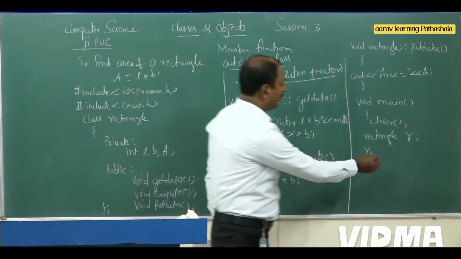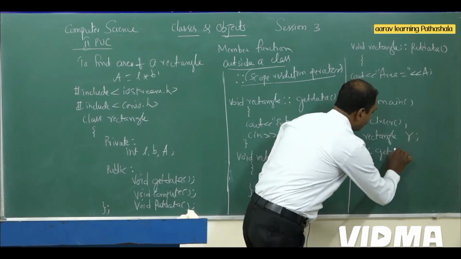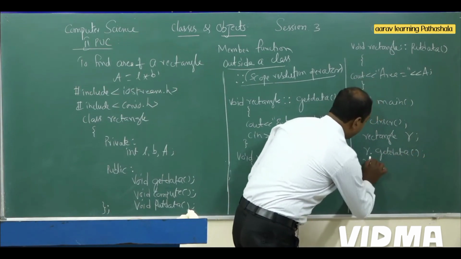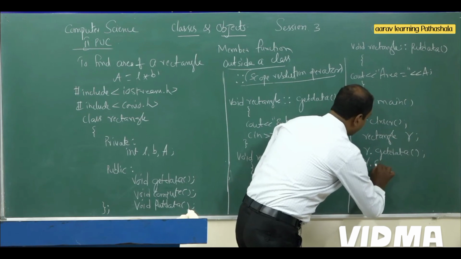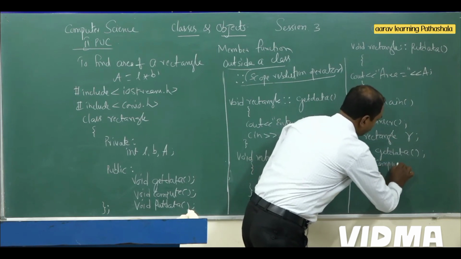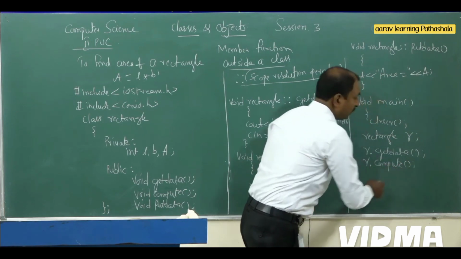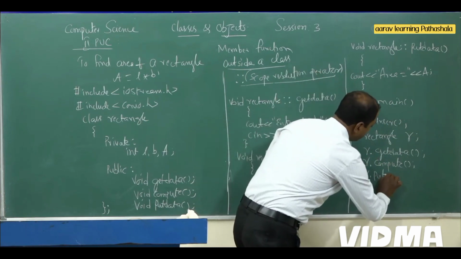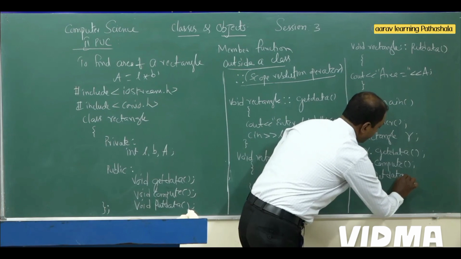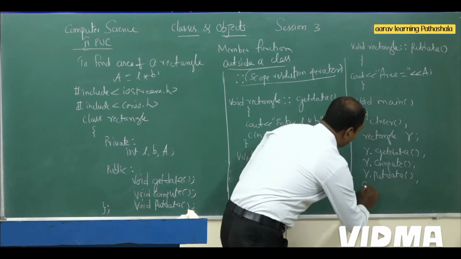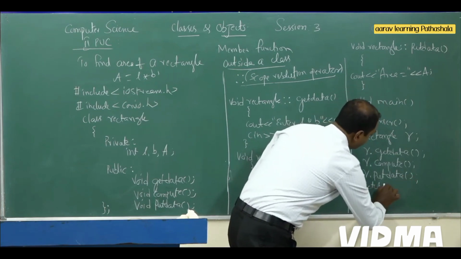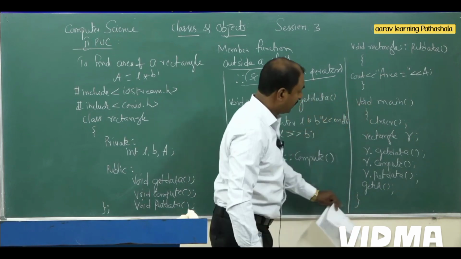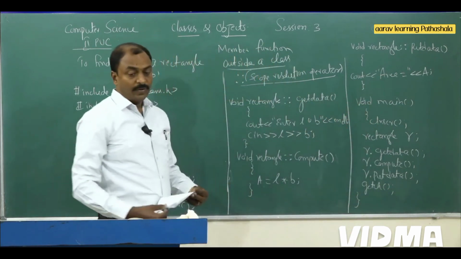So here R dot getdata, then again R dot, the next function is compute, and after this R dot putdata. The last statement, generally we write getch, and close this flower bracket. So this ends your main function.